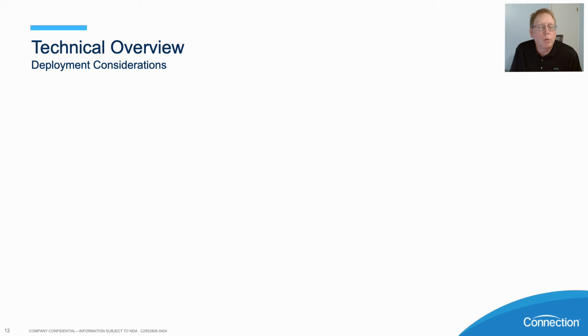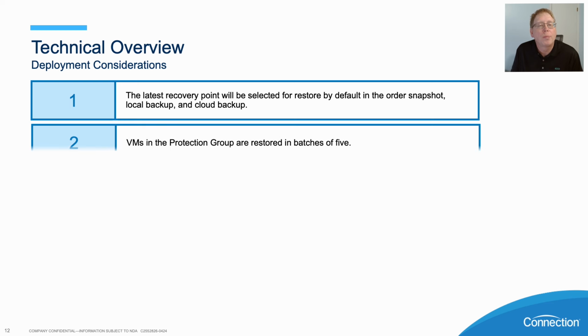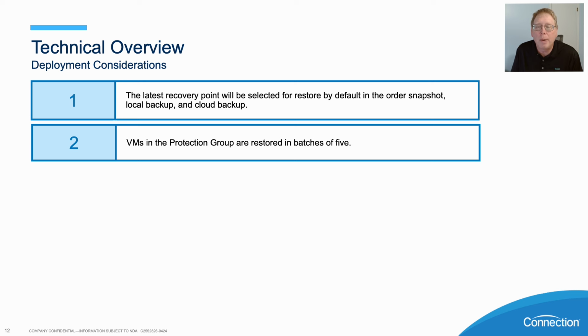So there are some things that we need to look at when you're doing a deployment of HPE GreenLake for backup and recovery. One of those is having the latest recovery point selected for the restore by default, in order to do your snapshots or local backup or cloud backup. We'll cover some of that in the demo. You will probably want to add VMs and protection groups. Typically, they say at least five VMs. You could probably do more. But this will actually help speed up recovery of those particular VMs that are selected within a protection group.